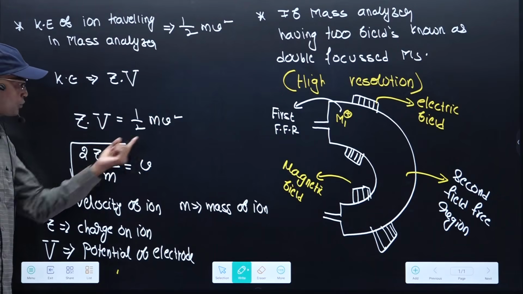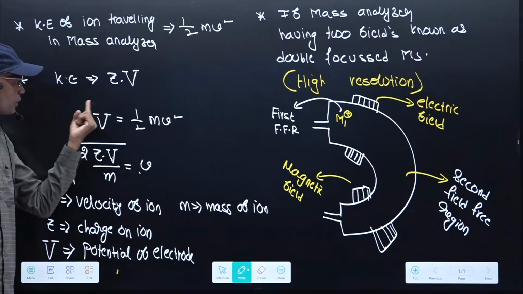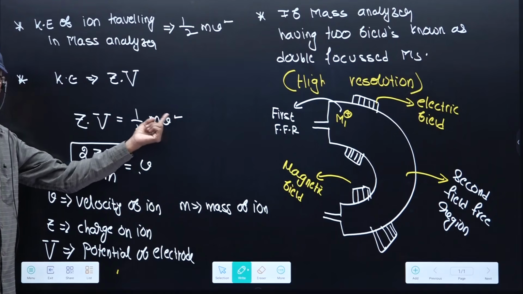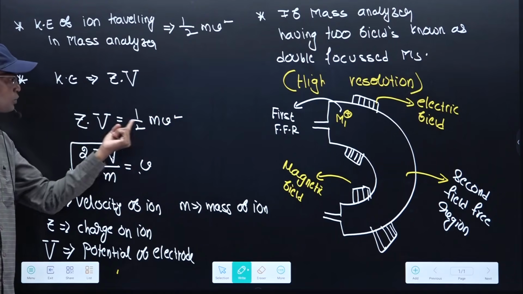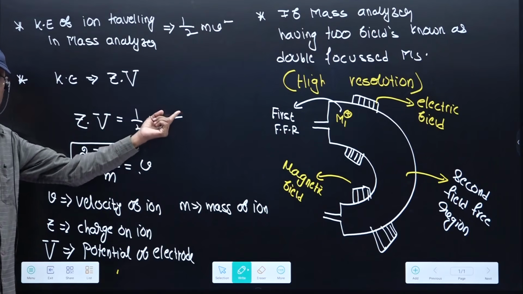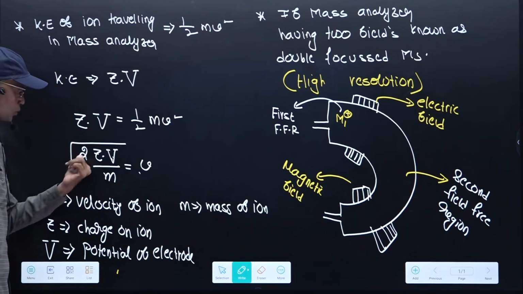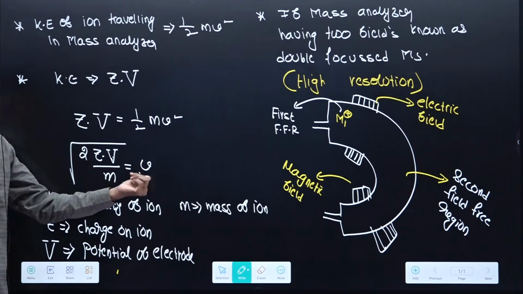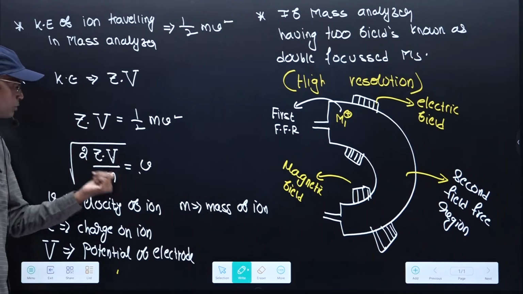Okay, so if you square both sides, and if you write this 2 over here, 2ZV is equal to mv square. Square on both sides, the 2 and root will get cancelled. You will get root of 2ZV by m, and this will be velocity. So velocity is equal to root of 2ZV by m.